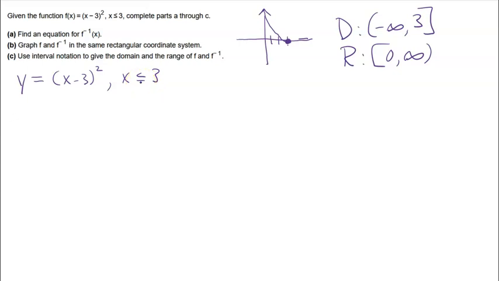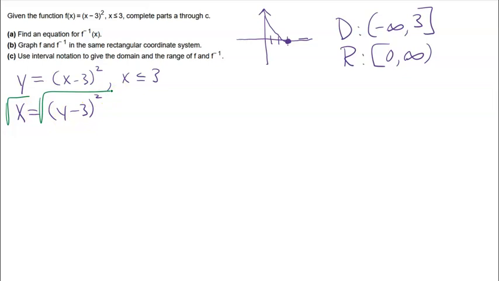Now we're switching the x and the y next, right? We did the first step, we wrote it as an equation, now I'm switching. x is equal to (y minus 3) squared. Okay, I'm going to ignore this x is less than or equal to 3 for now and just do the math. Trying to solve for this y, I've got to get rid of this square, so I'm going to take the square root of both sides. Okay, I take the square root of this side and the square root of this side.